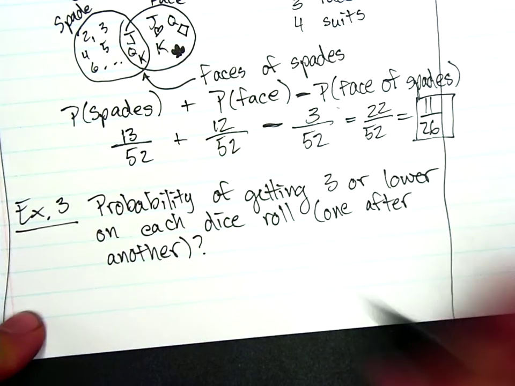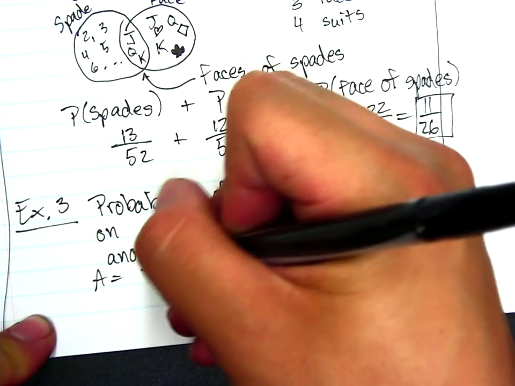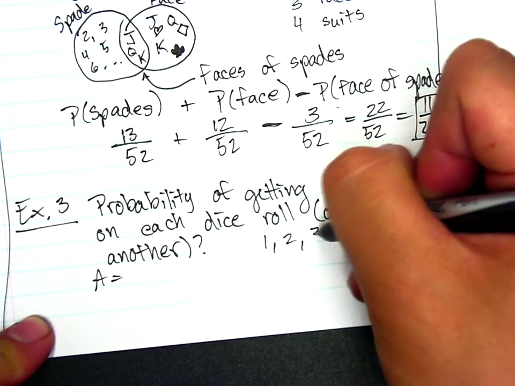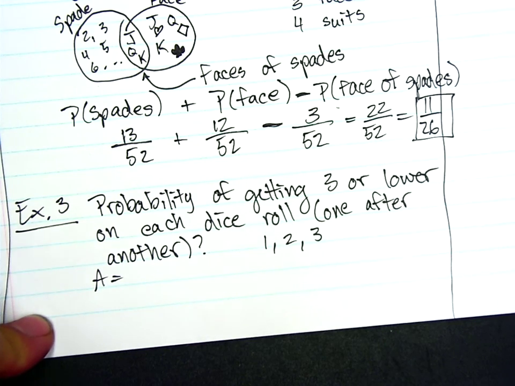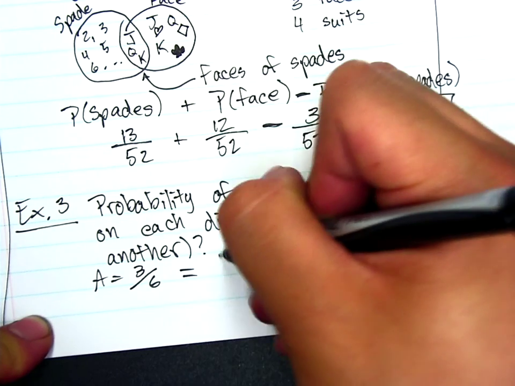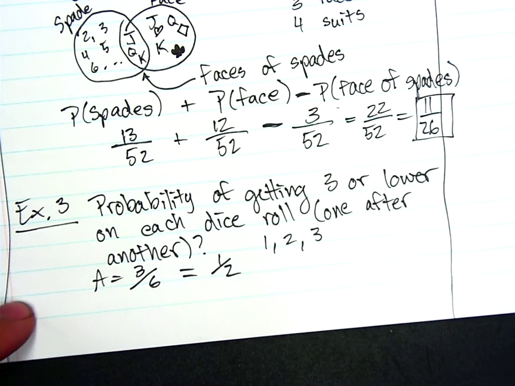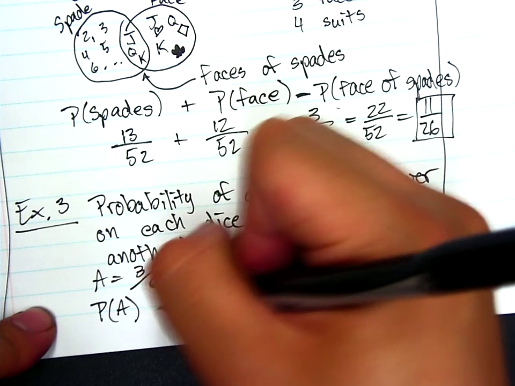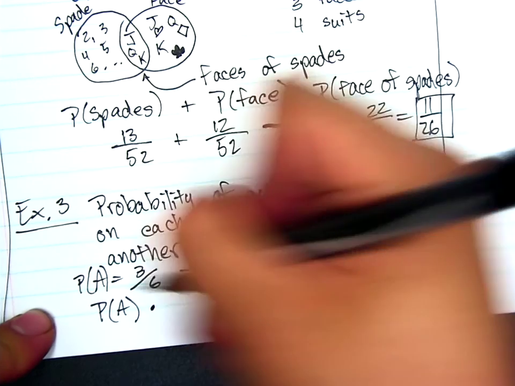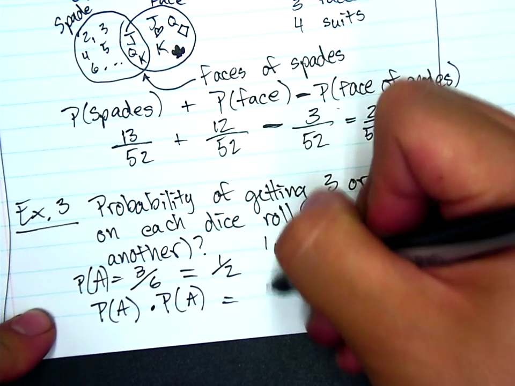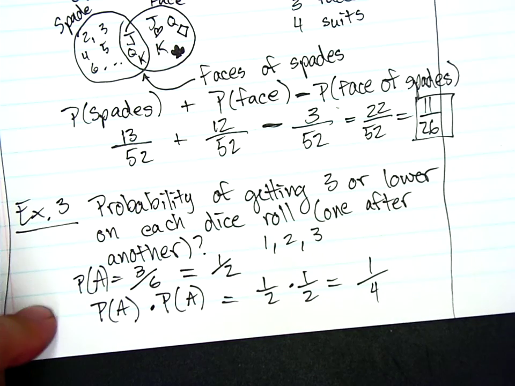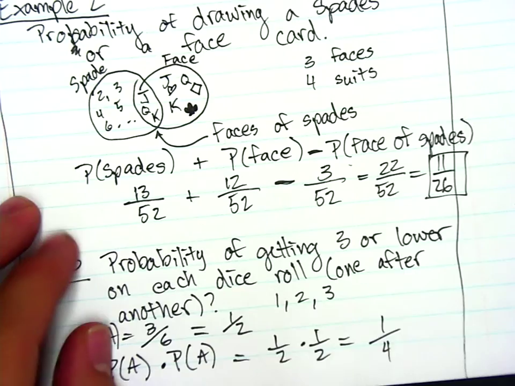So, the event A that we're talking about is the idea of getting a 3 or lower. So there's 1, 2, and 3 out of all the numbers in a dice, which are 6. So the probability of this event is 3 out of 6, which is 1/2. So the probability of this happening 2 times in a row, so in other words, getting both of them, is the probability of A times the probability of A. And that's going to be 1/2 times 1/2, which means we have a 1 in 4 chance of rolling this dice 2 times and getting 3 or less every single time.